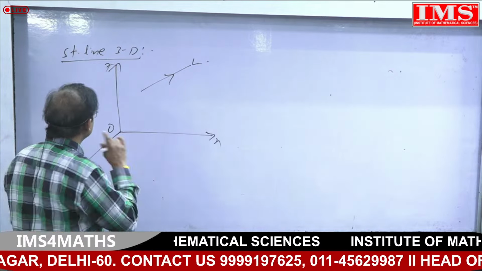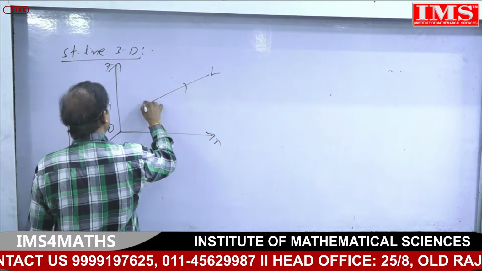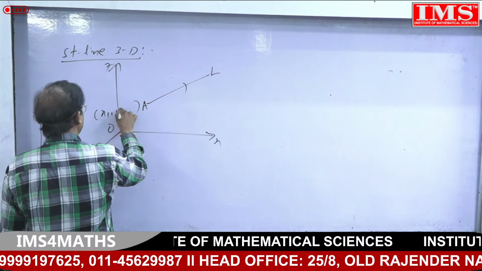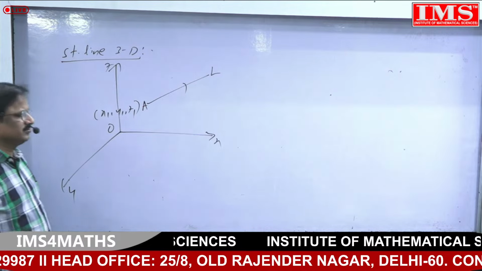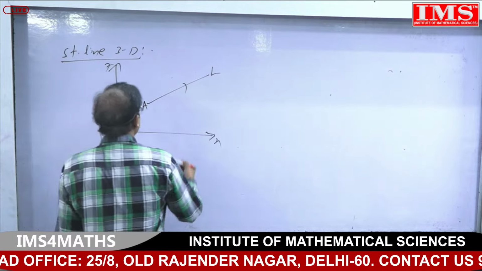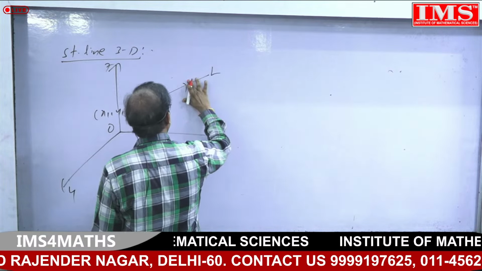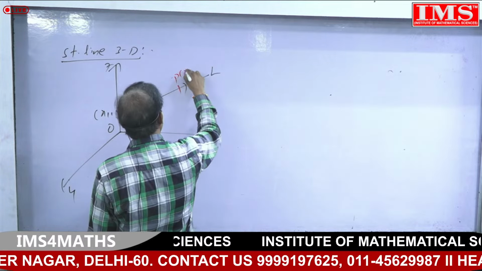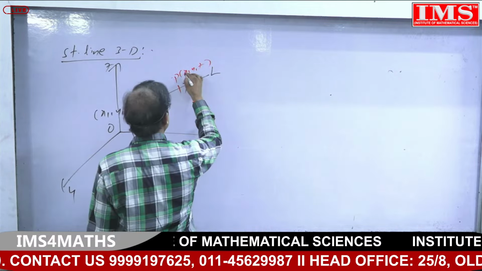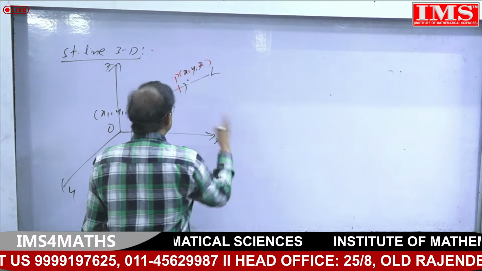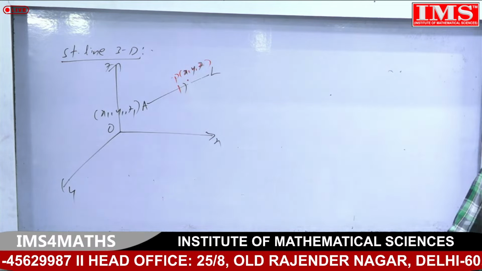Yes, there is a line. This line L is passing through some point x1, y1, z1. Next point: I'll take a variable point, and I don't know what that variable point is. P(X, Y, Z). This point is not a fixed point. The fixed point is A, and P is known as a variable point.